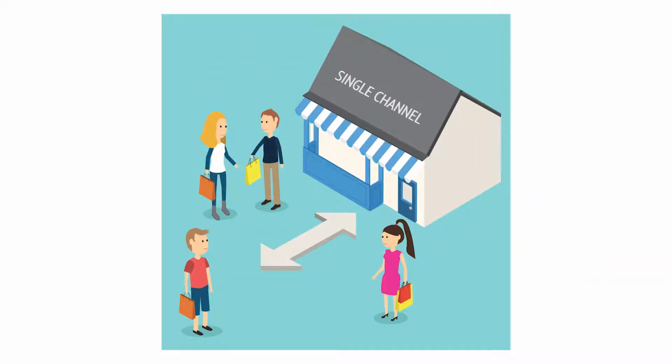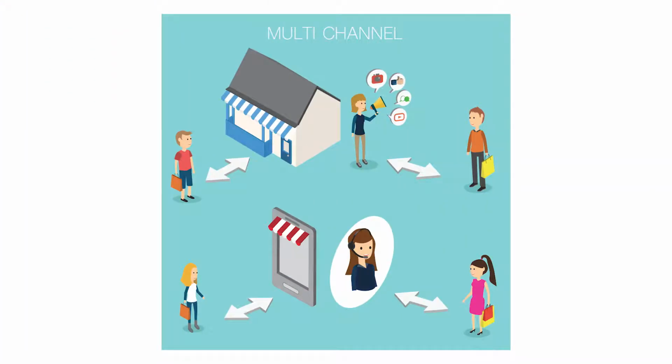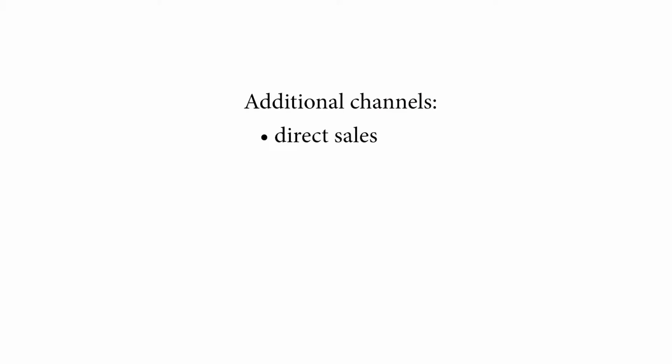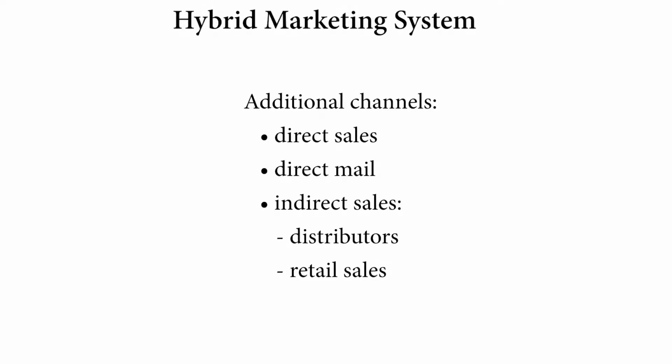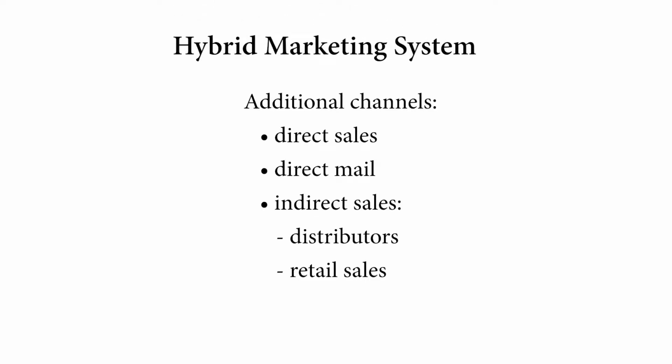Many times, companies do not need to choose between direct and indirect distribution. Instead of serving a target market with a single channel, companies have added new channels: direct sales, direct mail, and indirect sales with distributors and retail sales. As they add channels and communication methods, they create a hybrid marketing system. Let's look at an example.